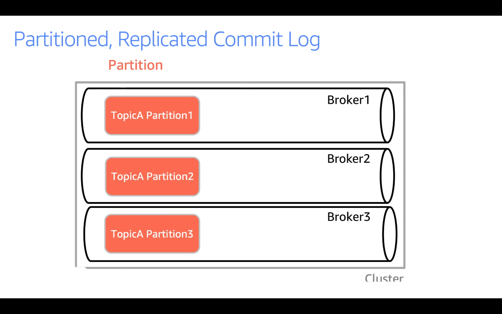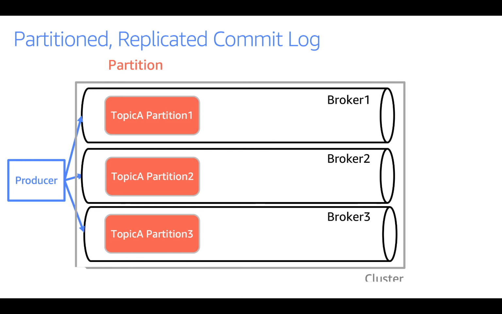If you have a topic, this topic is partitioned. It's split across a number of brokers. Now, in my example, I have a topic A, which is split across broker 1, 2, and 3. So this is why we have a partition 1, 2, and 3 from topic A.